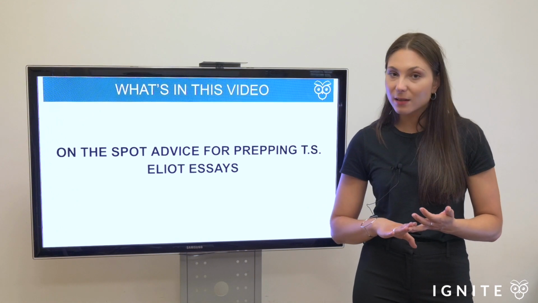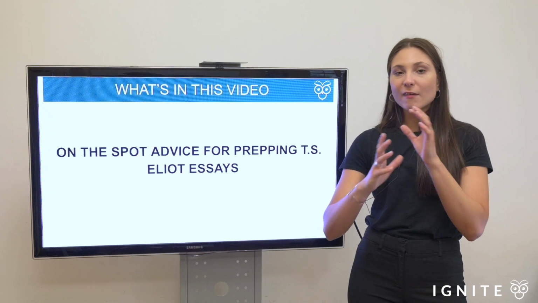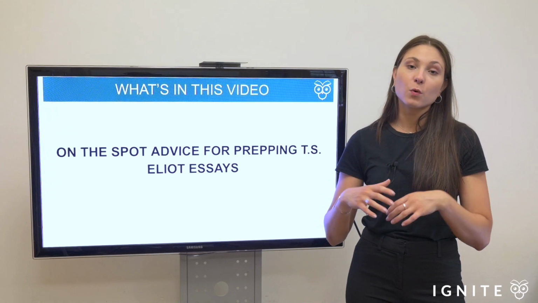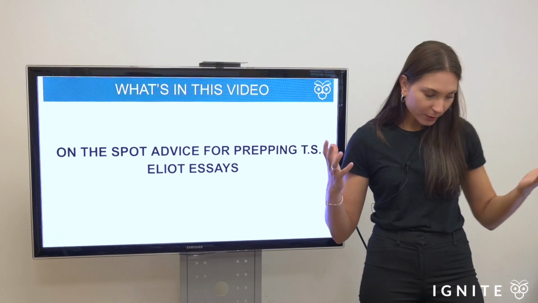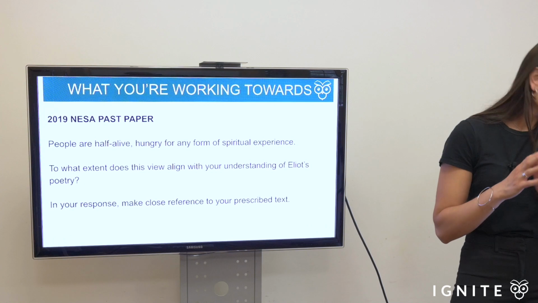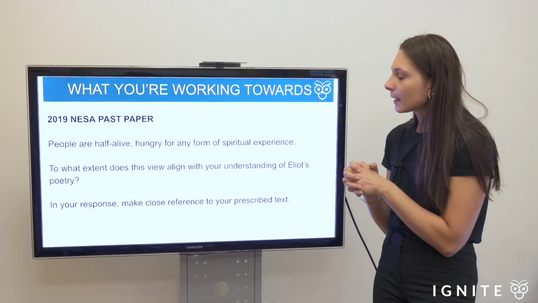How much evidence do I need from my text? And then you can start scaffolding an exemplar essay that you will of course memorize and adapt to different question types. So let's have a look. What kind of questions are we answering for T.S. Eliot? So this is a 2019 Nesta past paper.